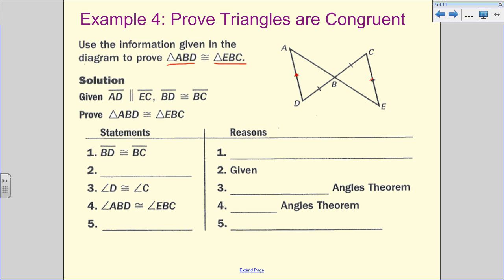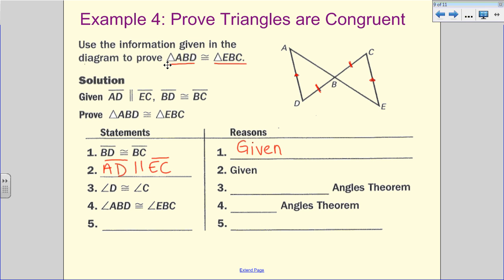We've got the marks for being parallel. And we know that BD is congruent to BC. So let's see what we can figure out here. We're going to start with our given information. So we know that BD is congruent to BC. How do I know that? Because it is given. The next piece of given information I had was that AD is parallel to EC. So usually my first two statements are going to be right there in that given information.